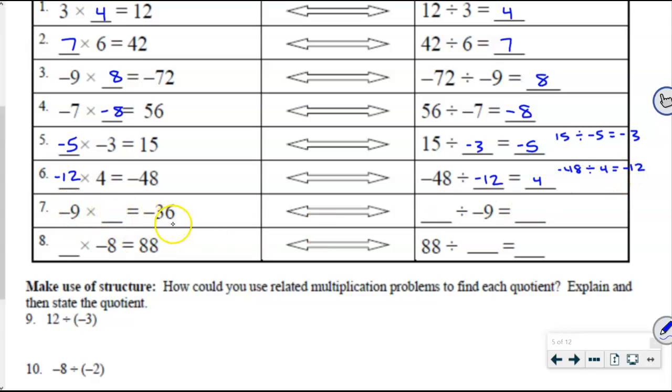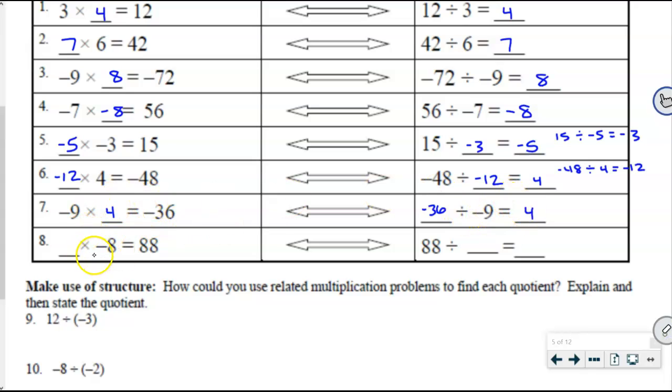Negative 9 times something is negative 36. What needs to go here? Yes, 4. I should have had you guys just call out. Negative 9 times 4 is equal to negative 36. I can rearrange this now. What goes here? Good, negative 36. A negative 36 divided by a negative 9 is a positive 4.